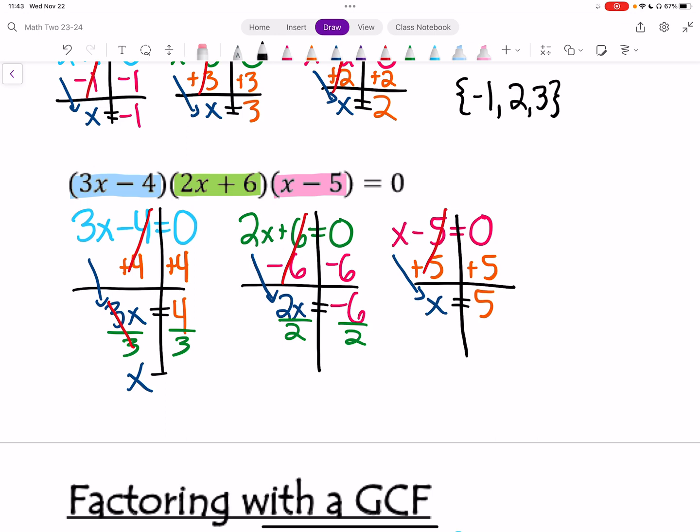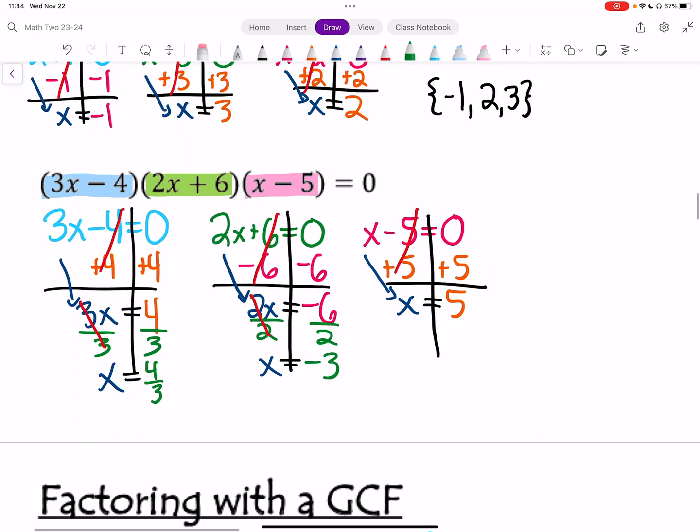Notice here, if you type 4 divided by 3, you would get 1.33333. So that doesn't simplify. You could also try the N over D button and notice it doesn't simplify again. Here though, -6 divided by 2 does simplify nicely for us. That becomes -3. And then we already have x equals 5.